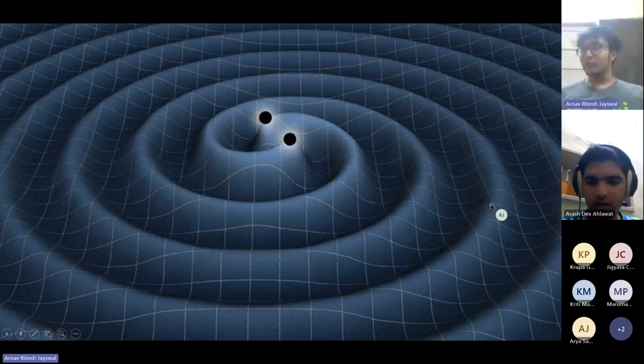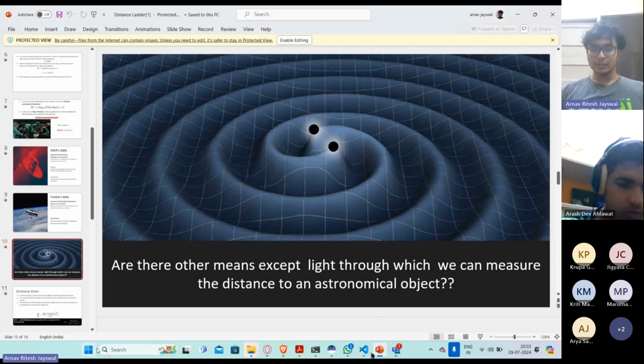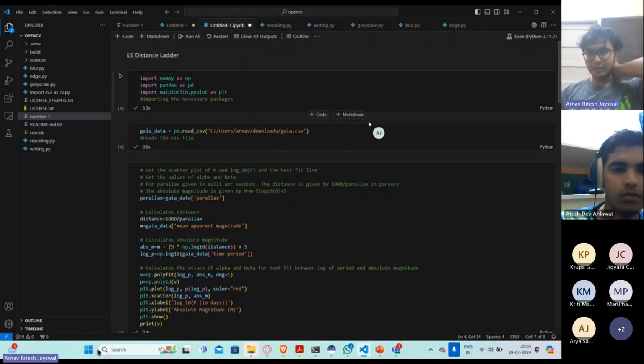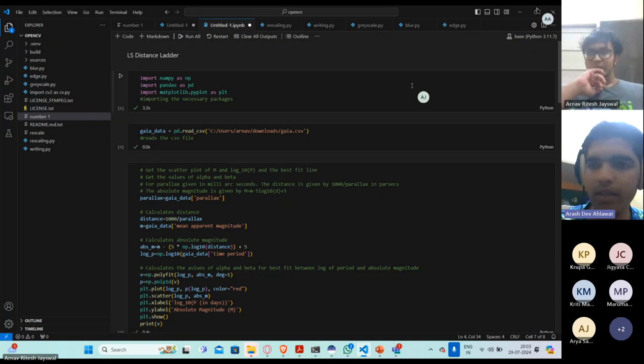So basically, we have compiled a code which will help us to process the data. As we see the code, you will probably see it better. So yeah, here's the code. I hope my screen is visible. Yes, it is.